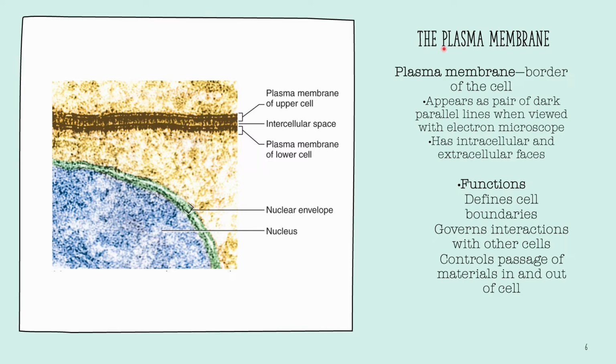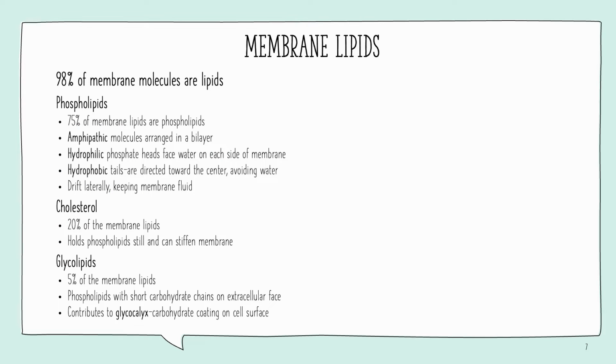Well, what does the plasma membrane do? It defines the cell borders. It governs the interaction with the other cells and controls passage of materials in and out of the cell. Membrane lipids. 98% of membrane molecules are lipids. There are three main types regarding the membrane lipids of a cell. Okay? Let's discuss the first one.